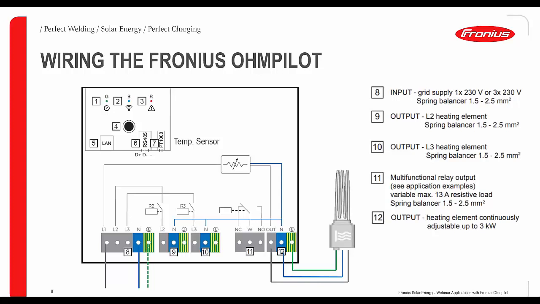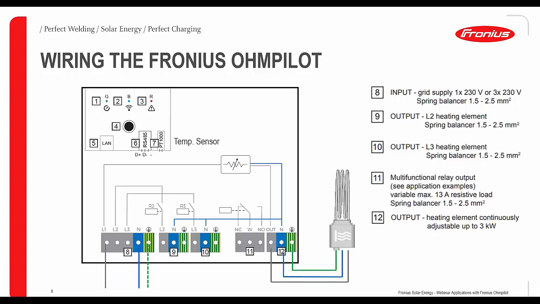And point 12 is the only phase, so to say, which is continuously adjustable from 0 to 3 kilowatt. The other phases 2 and 3, so points 9 and 10, are just switched on or off. And point 12 is adjusted according to the surplus energy, so continuously adjusted.